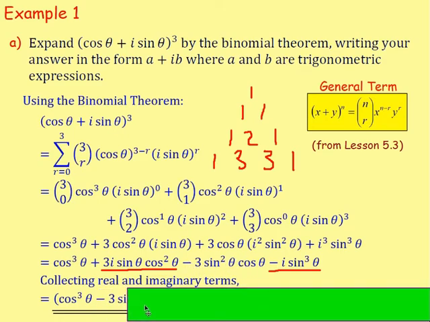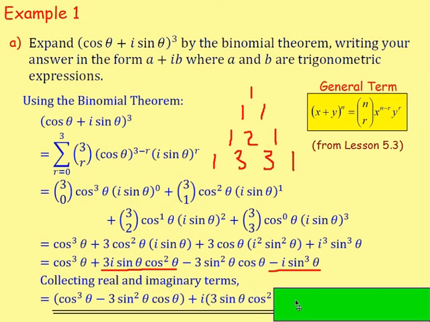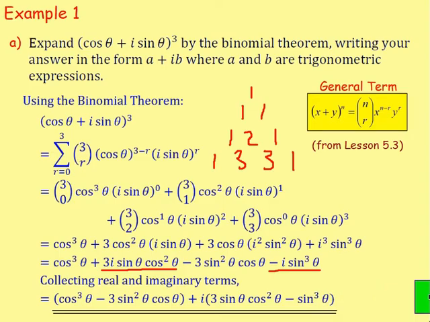So you'd have the cos cubed theta and the take away 3 sine squared theta cos theta. They will be the real parts, and the imaginary parts we're going to have plus i times, and if we take out i as a common factor, it leaves us with the 3 sine theta cos squared theta. And if you take out i there, you still have the negative and sine cubed theta. So that's us writing our answer with the real part and the imaginary part there. And that will be it.